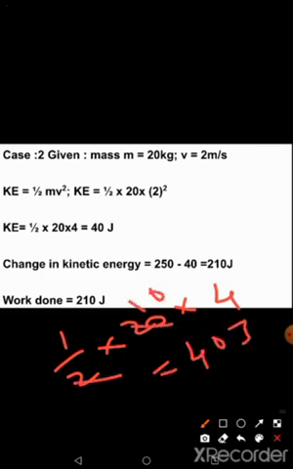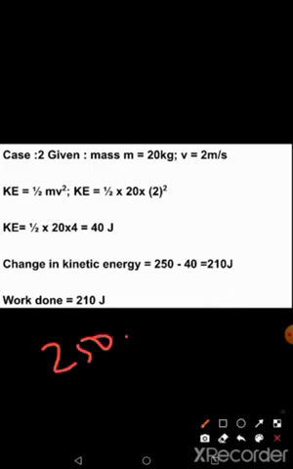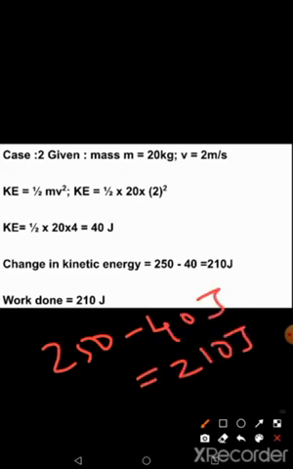So now there is a change in velocity. Obviously the velocity reduces from 5 meter per second to 2 meter per second. So there will be a change in kinetic energy. So this is your work done. So change in kinetic energy is what? The kinetic energy that you got in the first case, which is 250 joules, minus the second one, 40 joule, will give you 210 joule. So this is your work done. Change in kinetic energy is 210 joules.